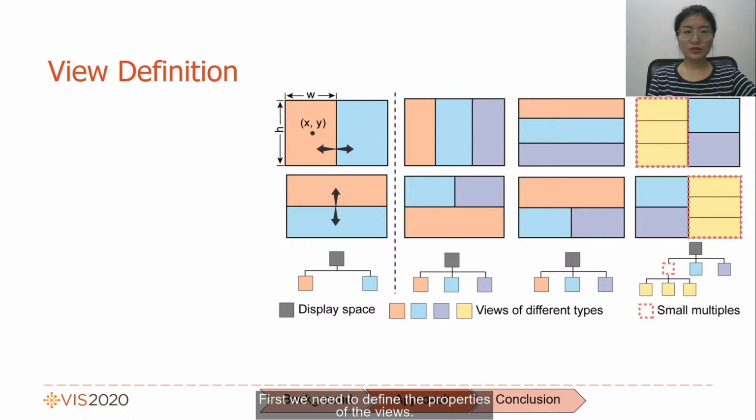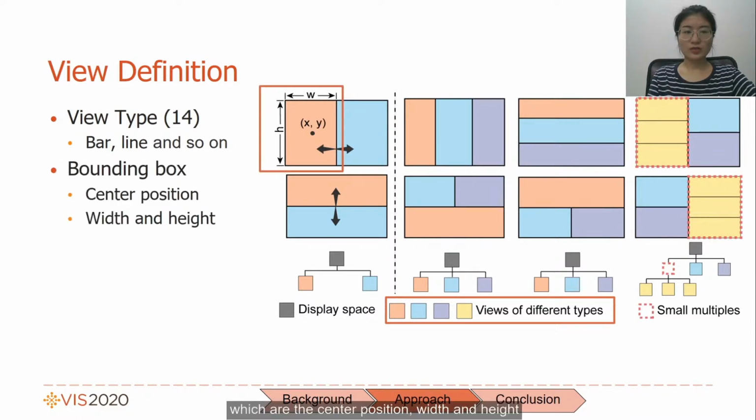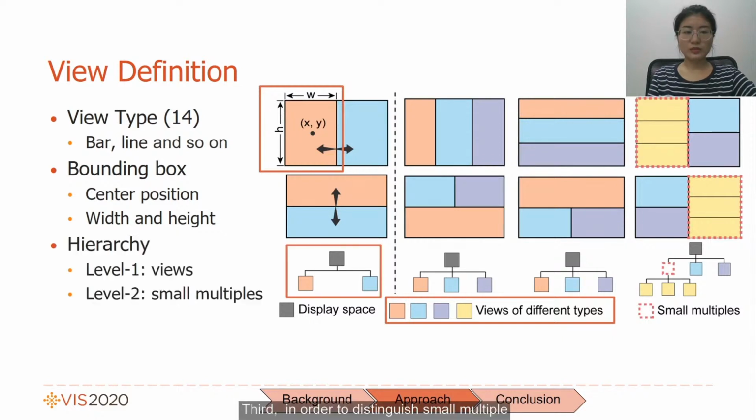First, we need to define the properties of the views. There are 3 properties. First is the view type, such as bar chart, line chart. Second is bounding box, which are the center position, width, and height. Third, in order to distinguish small multiples, we treat the entire display space as a hierarchical structure.